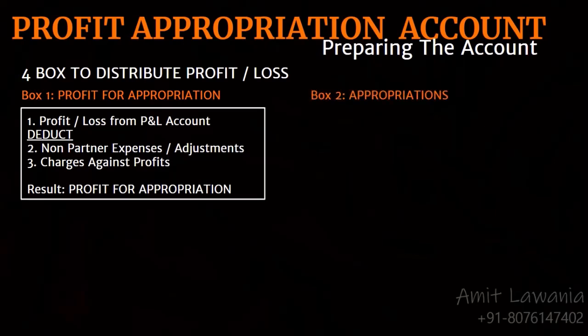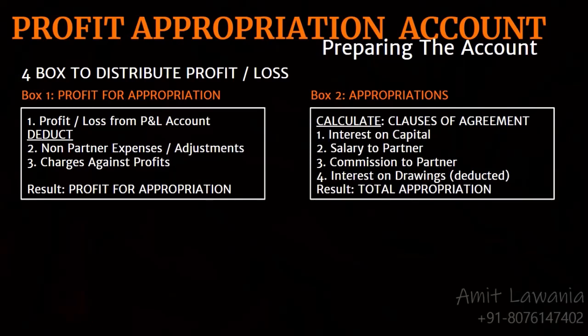Second box is for calculating the appropriations, that is, the amount to be distributed among partners as per the terms of their agreement. The clauses of agreement are calculated and arranged here. What do we want from this box? Total amount required by partners in the form of interests, salaries, and commissions from the distributable profit, or in simple words, total appropriations desired as per the agreement.